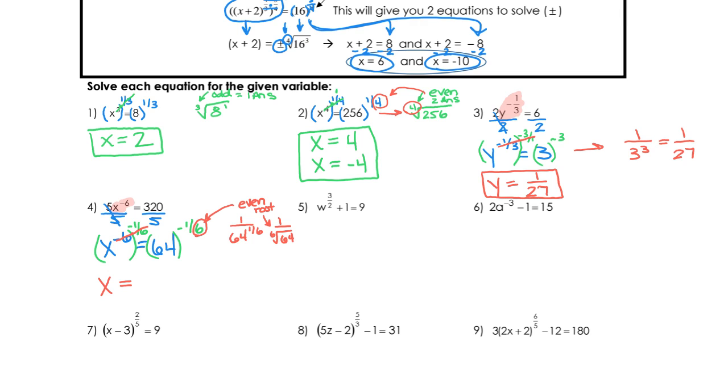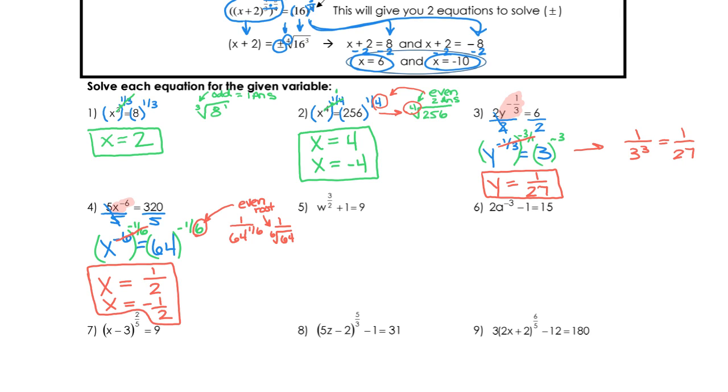All right, so when we type in 64 raised to the negative 1/6, we're going to get two answers. One's going to be a positive 1/2. However, we have to remember the other one is going to be a negative 1/2. Okay, and there's our two answers. All right, next one up.